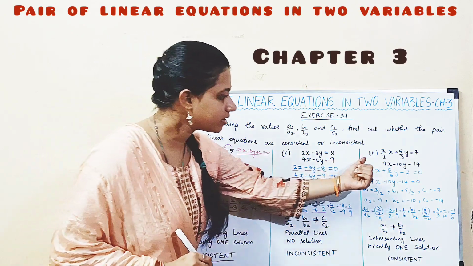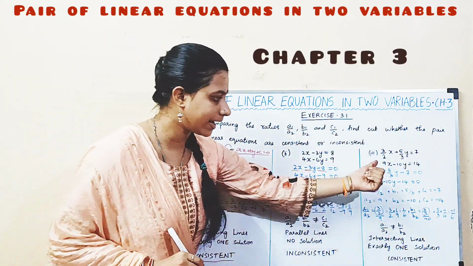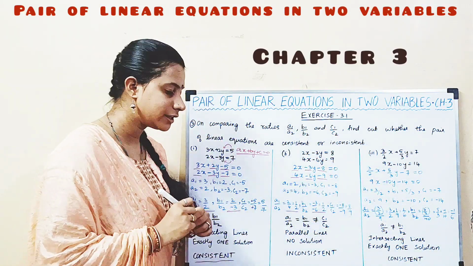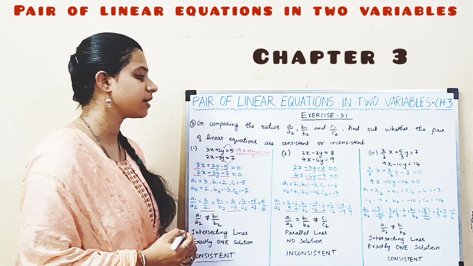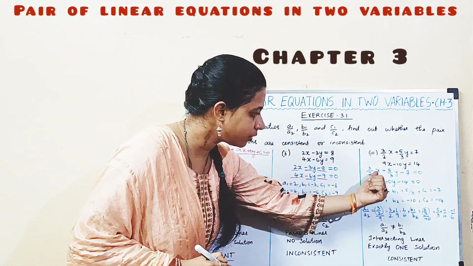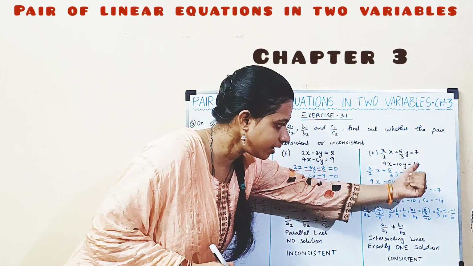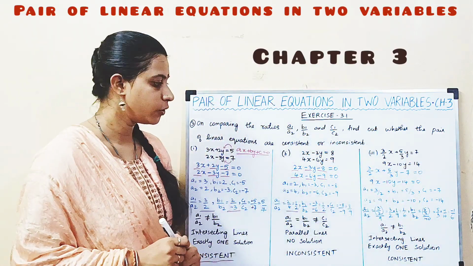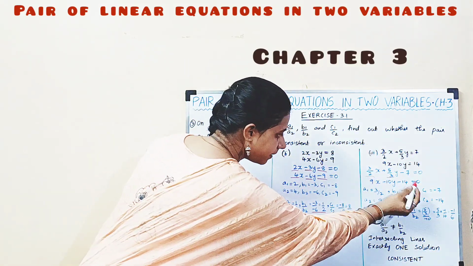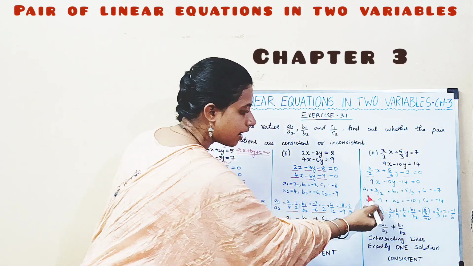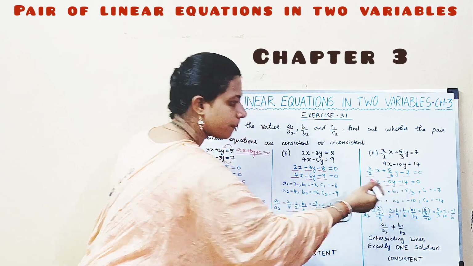Okay. In third subdivision, we have equations 3 by 2 x plus 5 by 3 y equal to 7 and 9x minus 10y is equal to 14. In the first step, what we have to do, we will bring the equations to the form ax plus by plus c equal to 0. So, we will write 3 by 2 x plus 5 by 3 y minus 7 equal to 0 and 9x minus 10y minus 14 is equal to 0. So, here also we will write a1 is equal to 3 by 2, b1 is equal to 5 by 3 and c1 is equal to minus 7 and a2 is equal to 9, b2 is equal to minus 10 and c2 is equal to minus 14.